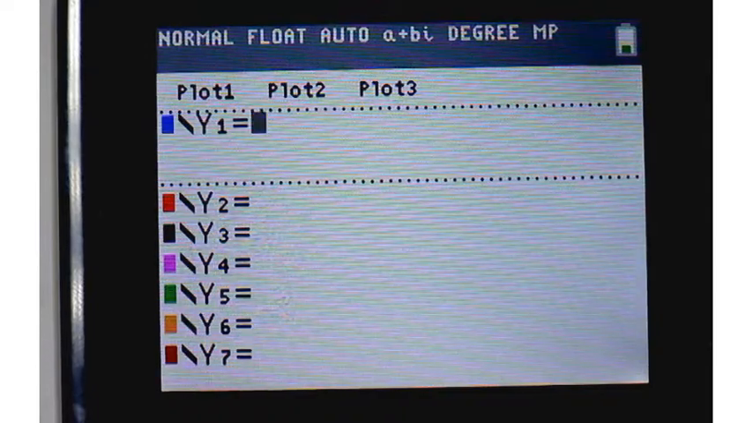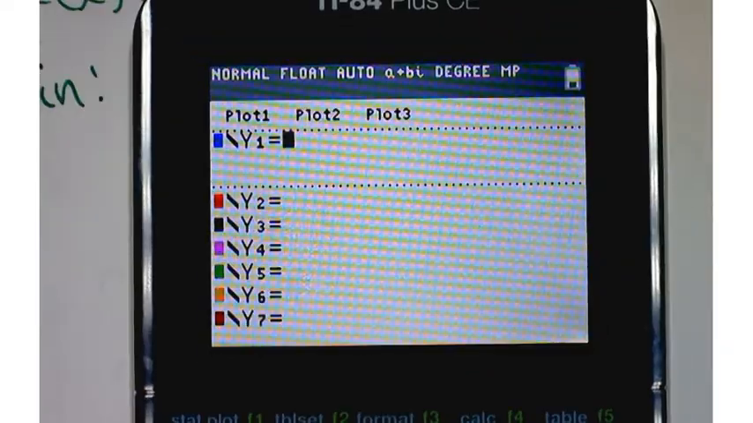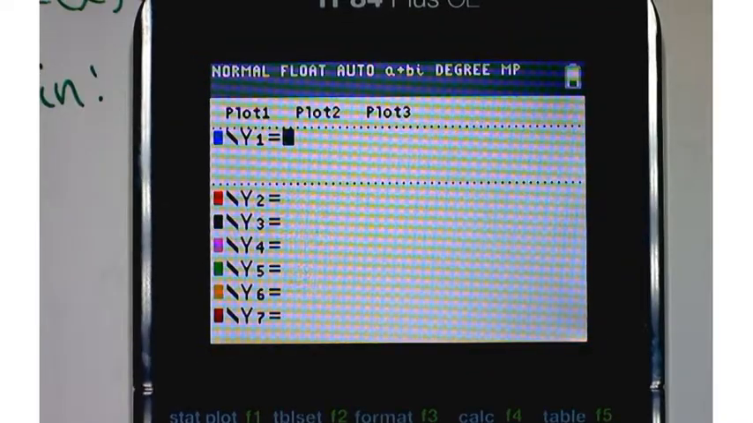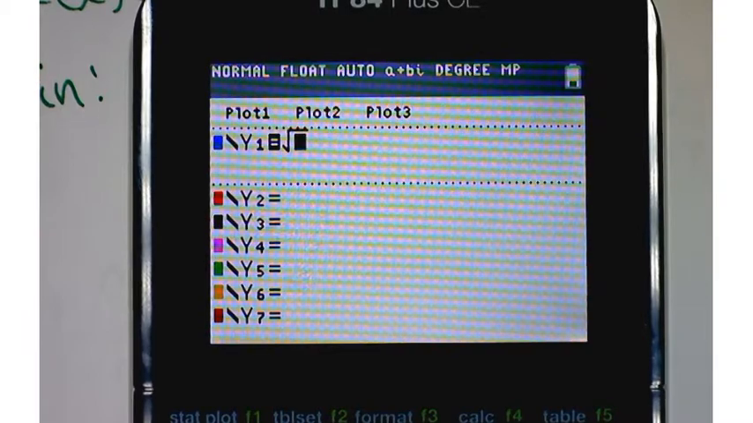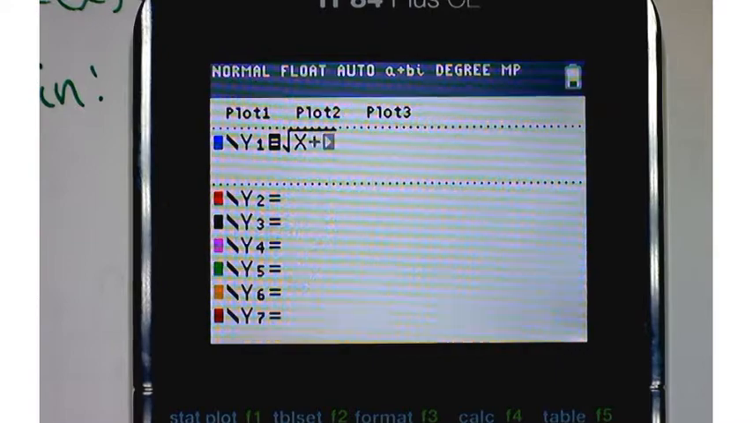Clear out anything that you may have there. Square root key is down on the left-hand side. You have to hit the second key, then the square root key. And then type in x plus 2.